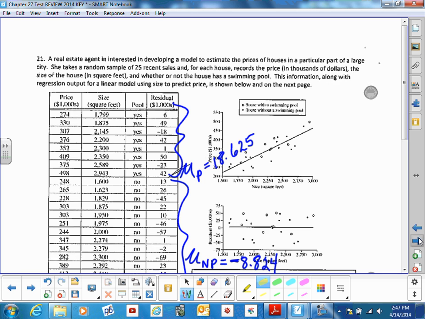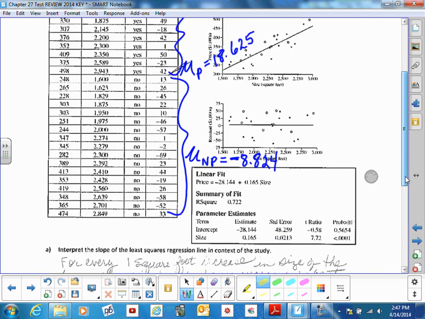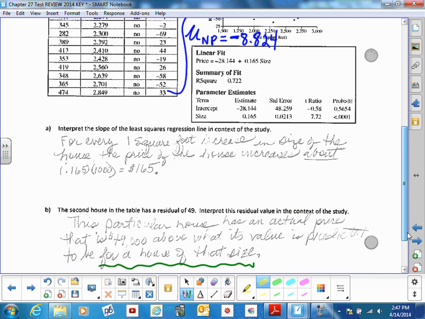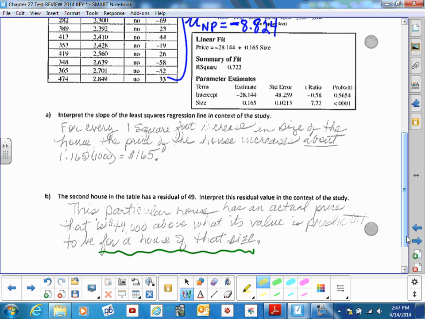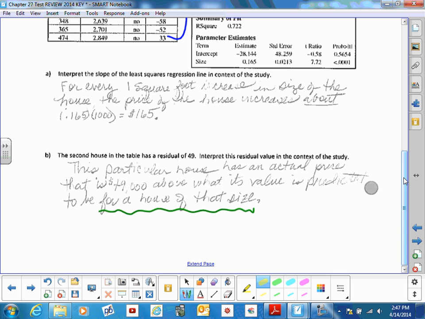All right, so here we go. Number 21 on this was first asking you to interpret slope. That's a straightforward question. For every 1 foot increase, house price is going to go up about $165.